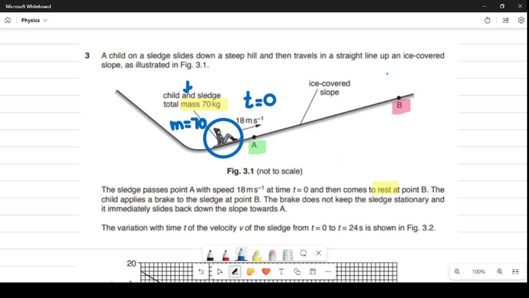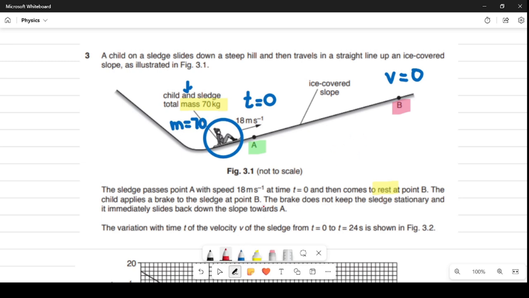What does rest mean? Rest means that the speed of the child and the sledge at point B will be 0. The child applies a brake to the sledge at point B. Okay, so now he's traveling and at B he decides, let's apply a brake. The brake does not keep the sledge stationary and it immediately slides back down the slope towards A.